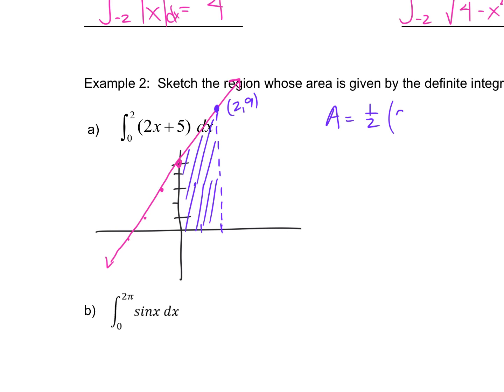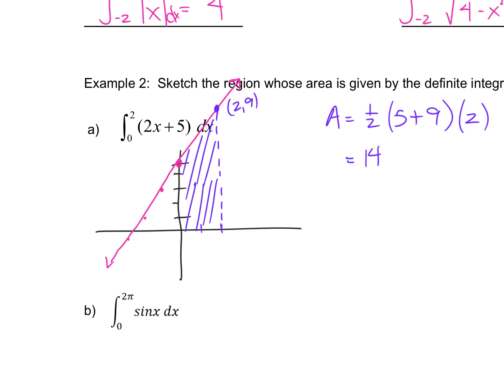2 is the height on that one, right? No, you're fine. So 5 plus 9 is my base, 2 times my height of 2. So what do I get for my area for that? 14. Now this, we didn't actually have to solve that, but we just did for fun, okay?